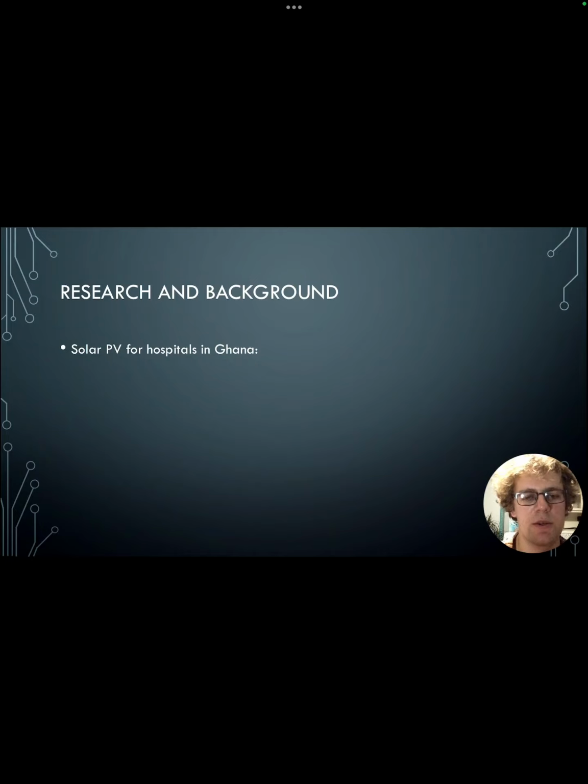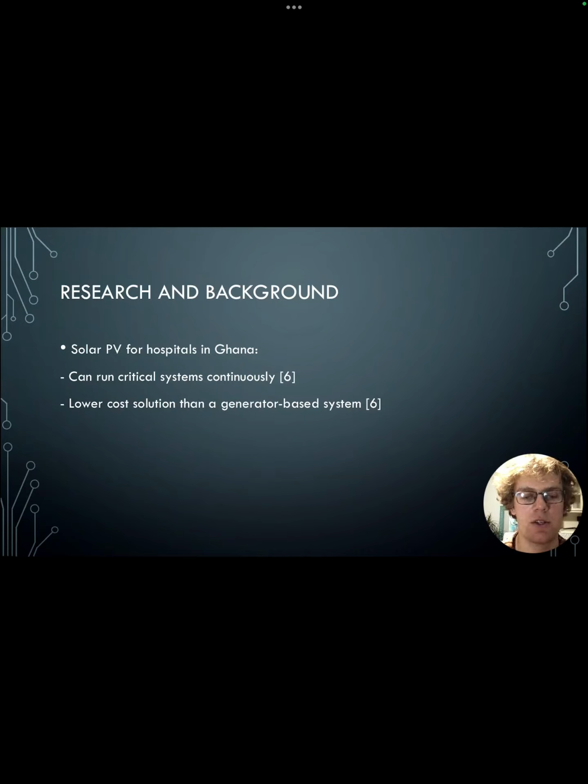Solar PV for hospitals in Ghana. One of the topics that were looked into was an article about implementing solar PV for hospitals in Ghana. The following points were addressed. First of all, it was found in this article that solar implementations in Ghana that were already successfully done can run critical systems continuously. So in other words, there's a backup. If there's a power outage, then solar PV can successfully run critical systems such as life support and ICU-based machines.